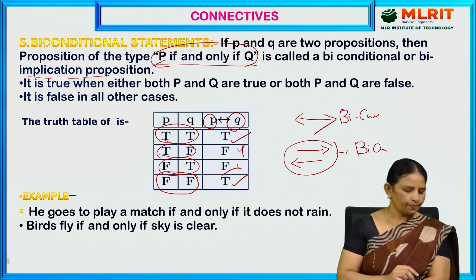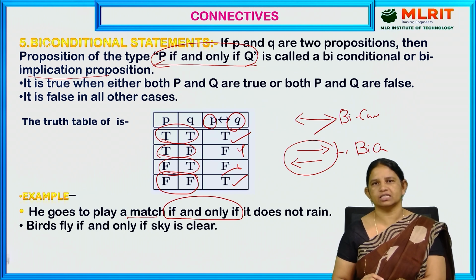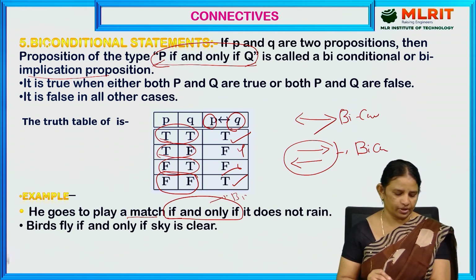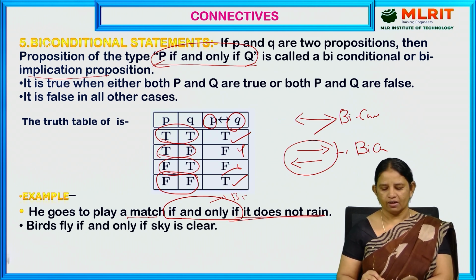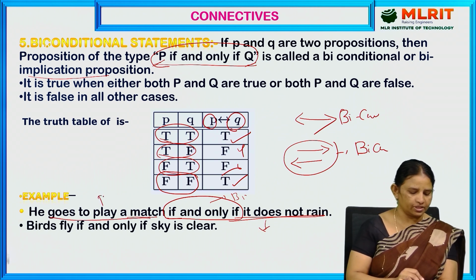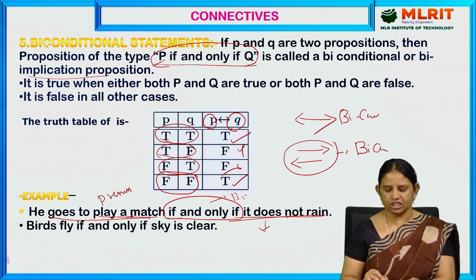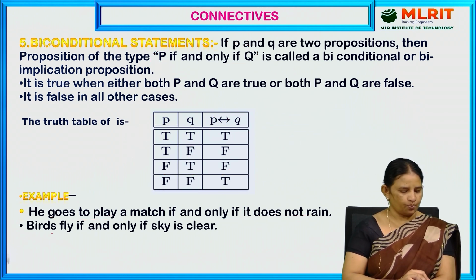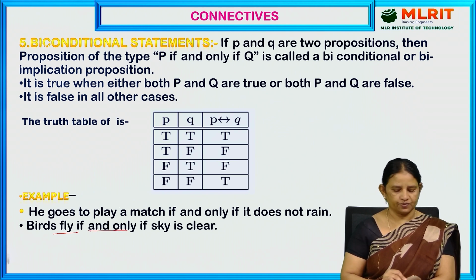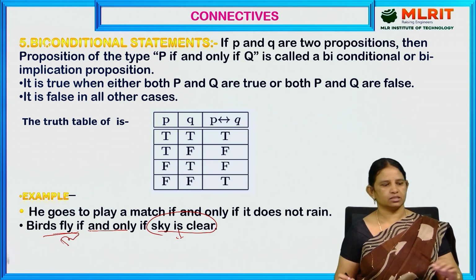Consider this example: he goes to play a match if and only if it does not rain. That is the corresponding biconditional statement. He goes to play the match when it is possible, if it does not rain. We can derive the conclusion based on the premise. If the rain has not happened, then we are going to play the match. Then a second example: birds fly if and only if the sky is clear. So we can derive the conclusion based on the premise. That is the biconditional statement.